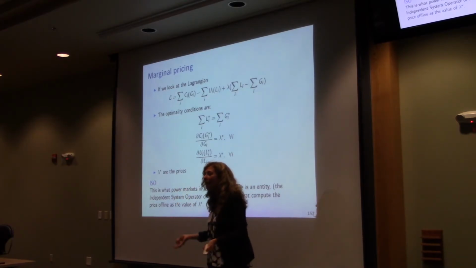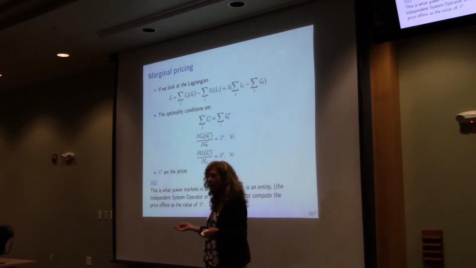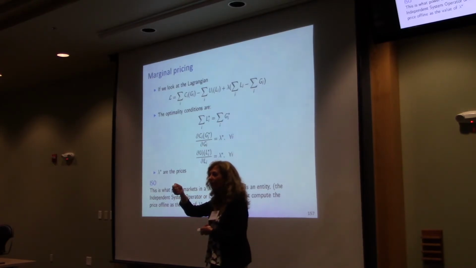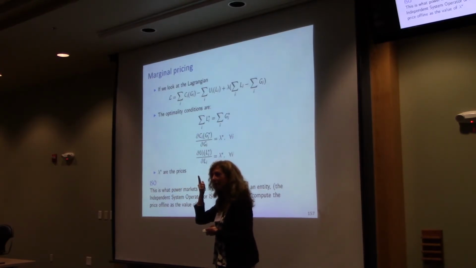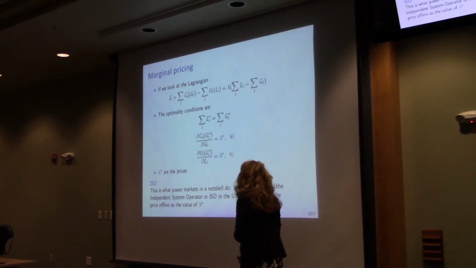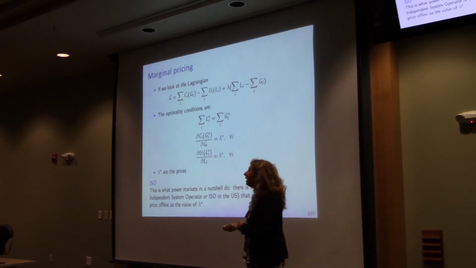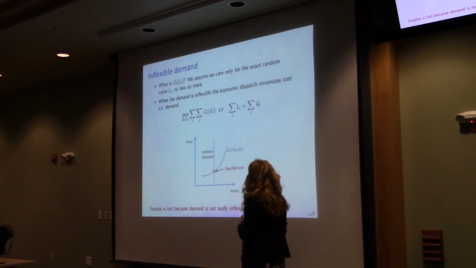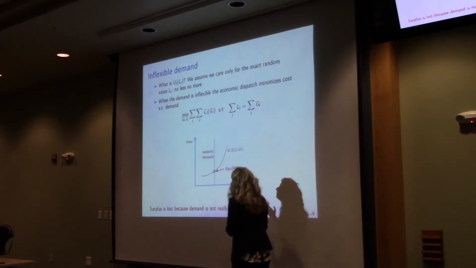You don't have to have the market work, right? You just solve this optimization, get the value of the Lagrange multiplier, and pass it as your marginal price. And that's essentially what the independent system operator does, except it doesn't solve exactly this problem. As I will say, it solves a different problem. In its simplest form, this is called the economic dispatch.